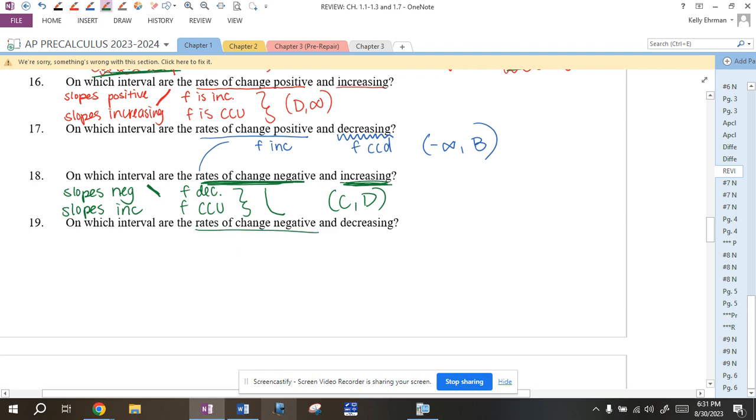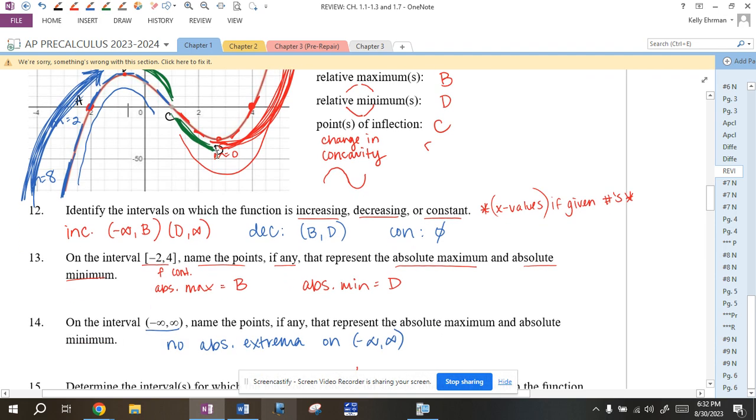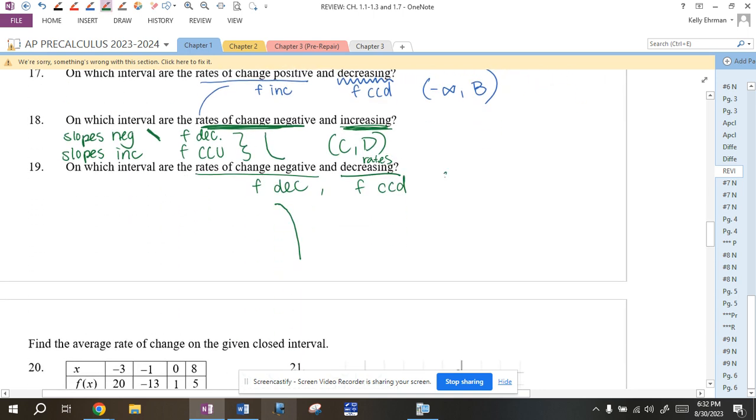So the rates are negative. That means F is decreasing. And the rates are decreasing, which means F is concave down. A decreasing function that is concave down. That is B to C. Okay? All right, so B to C.